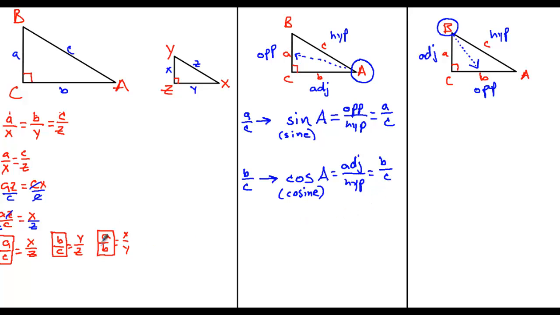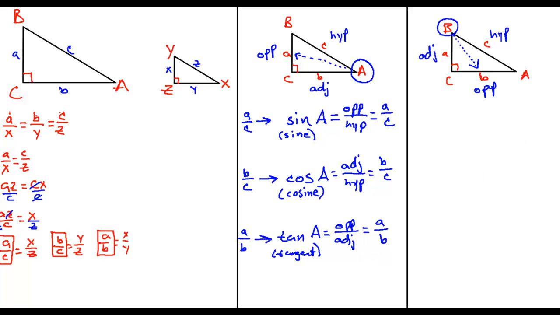All right, then we get down to our last one that we're going to use, A over B. A over B is the ratio of the opposite side of angle A to the adjacent side from angle A. And that specific ratio is called the tangent ratio. We say tangent, but we write the letters T-A-N. And the tangent of angle A is equal to the opposite side over the adjacent side, and that equals A over B.